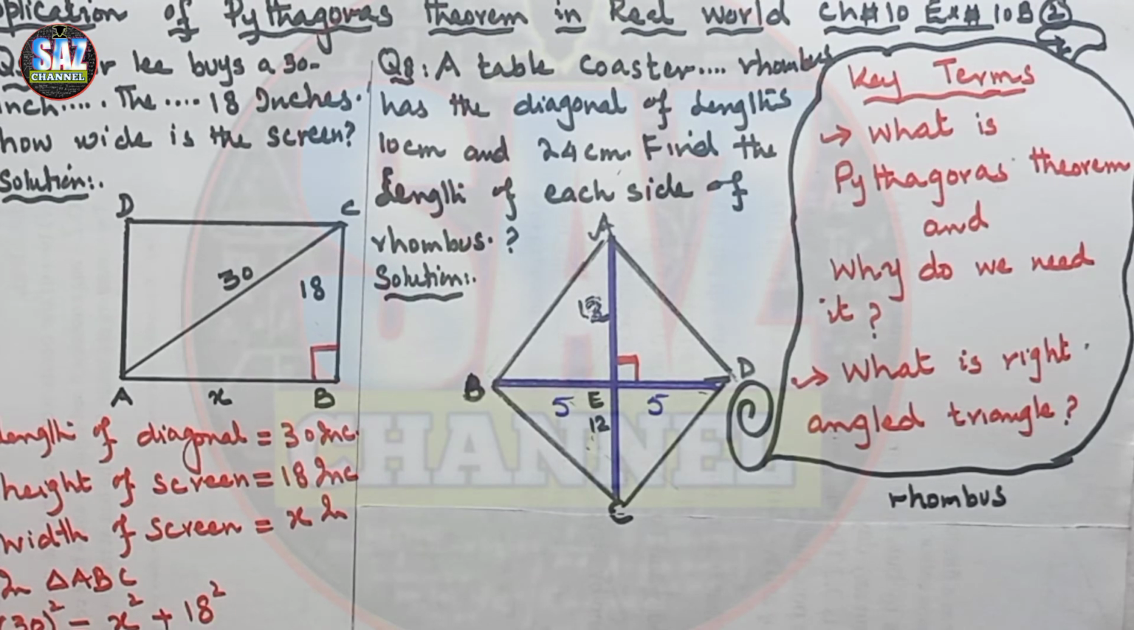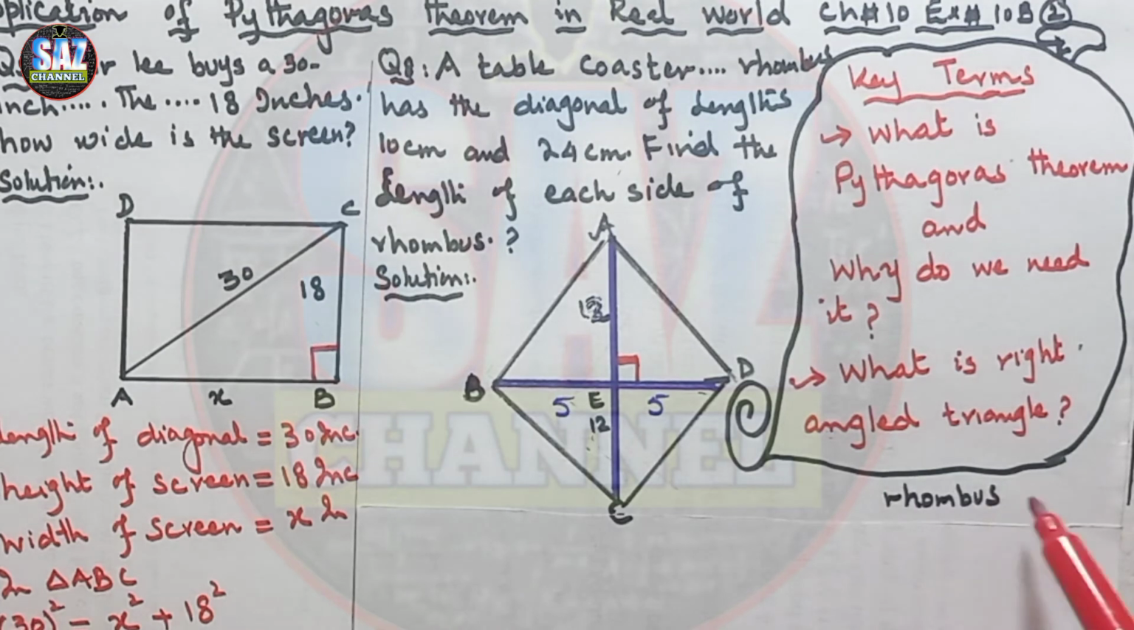Question 8 says that a table coaster in the shape of a rhombus has diagonals of length 10 centimeter and 24 centimeter. Find the length of each side of the coaster. Okay, the question is about the table coaster, and that is in the form of a rhombus. First of all, it's important to understand the properties of a rhombus. What shape is a rhombus?